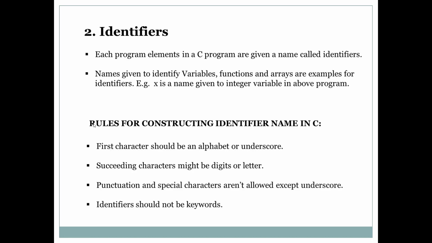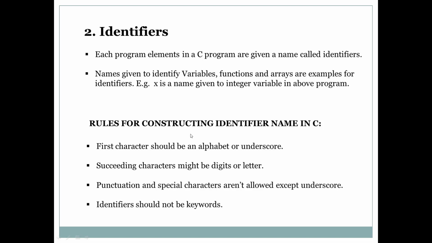Identifiers. Now, what is an identifier? Identifiers are the names given to the elements which we create or use in the C programming language. Each program element in a C program is given a name called an identifier. Names given to identify variables, functions, and arrays are examples of identifiers. We will be learning about these variables, functions, and arrays in our later sessions.